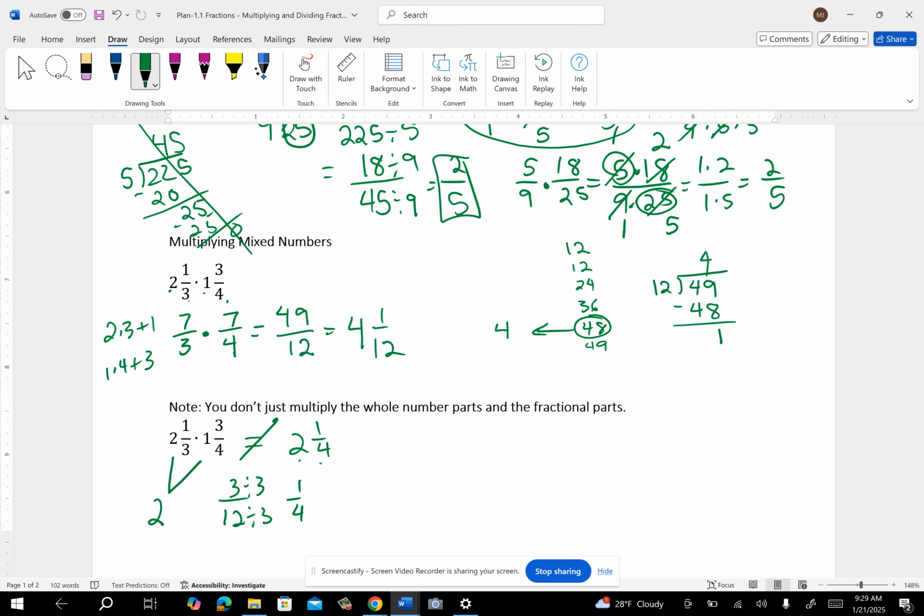Okay? So don't just multiply the whole number parts and the fractional parts. It sometimes works when adding, to add the whole number of pieces and add the fractional pieces, as long as you understand how to carry. But with multiplying, that is not going to give you the right answer. So don't multiply the whole number parts and the fractional parts. It won't work. Okay? Change to improper fractions first.